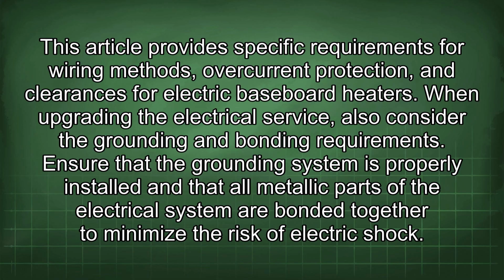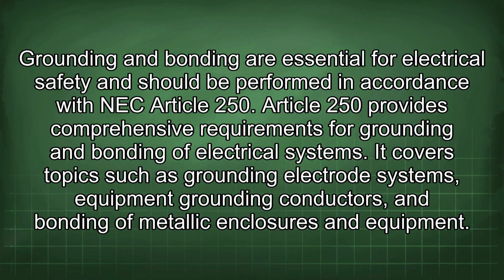When upgrading the electrical service, also consider the grounding and bonding requirements. Ensure that the grounding system is properly installed and that all metallic parts of the electrical system are bonded together to minimize the risk of electric shock. Grounding and bonding are essential for electrical safety and should be performed in accordance with NEC Article 250. Article 250 provides comprehensive requirements for grounding and bonding of electrical systems. It covers topics such as grounding electrode systems, equipment grounding conductors, and bonding of metallic enclosures and equipment.